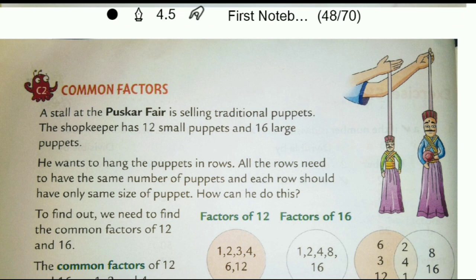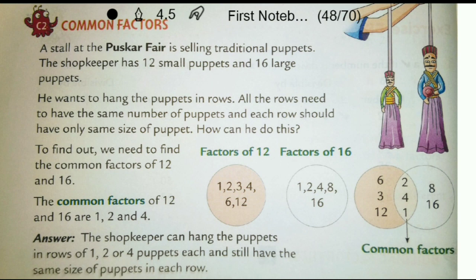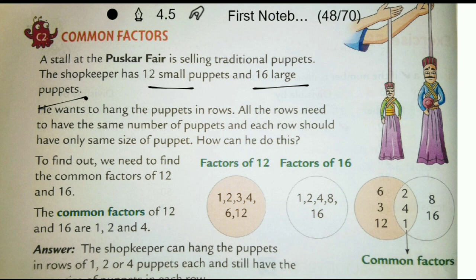The next one is common factor. In this one, an example is given here: 12 small puppets and 16 large puppets. So we have to find the common factor. So how to find the common factor?